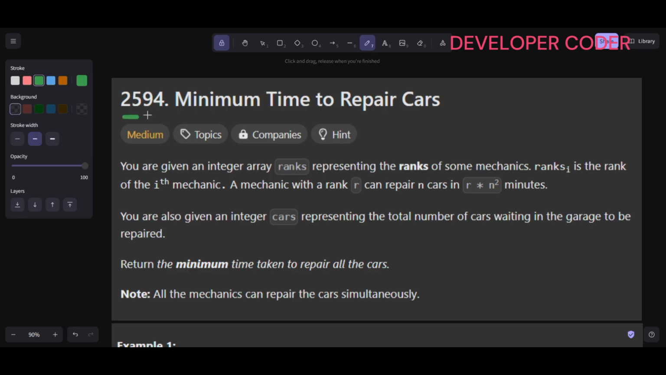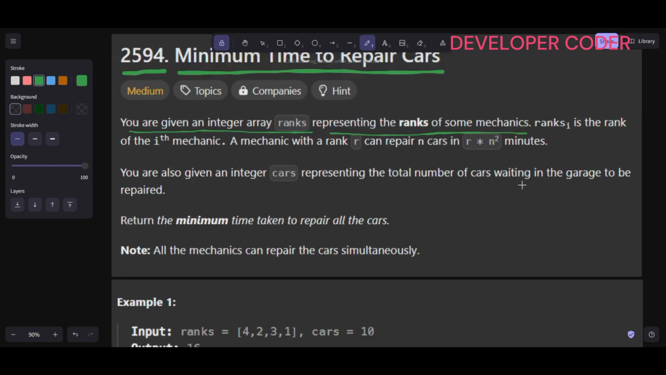Problem number 2594, Minimum Time to Repair Cars. So now let's read the problem statement first. You are given an integer array ranks representing the ranks of some mechanics. See this example number one. We have this ranks array, which is representing the ranks of some mechanics. ranks[i] is the rank of the ith mechanic.